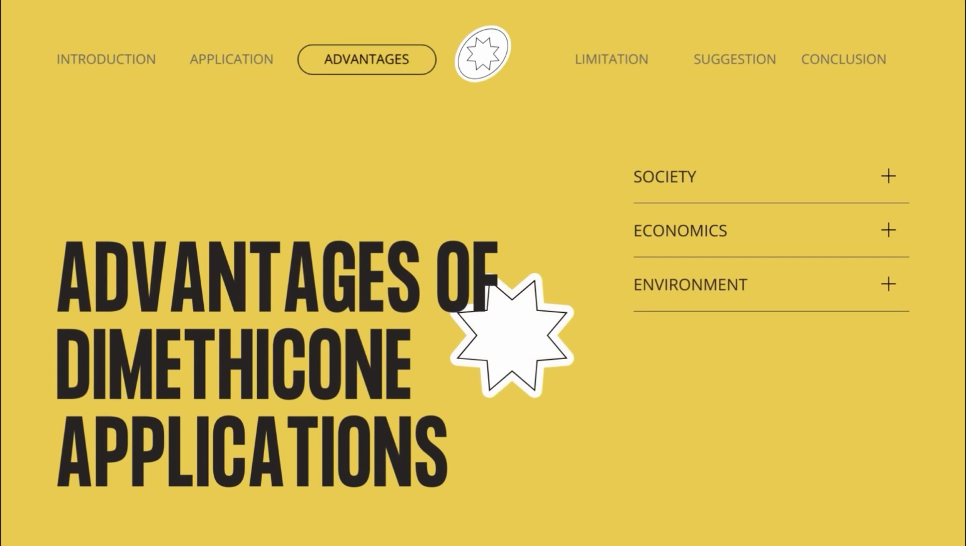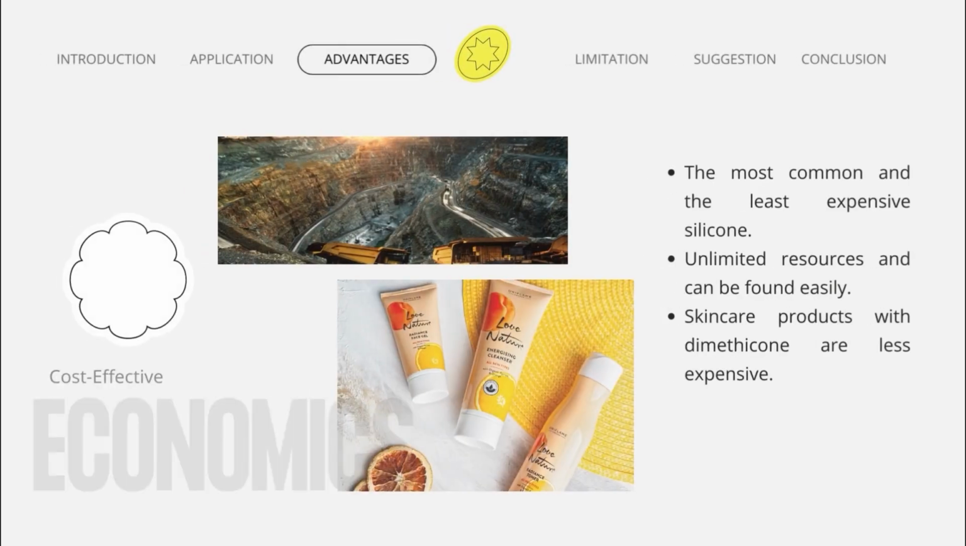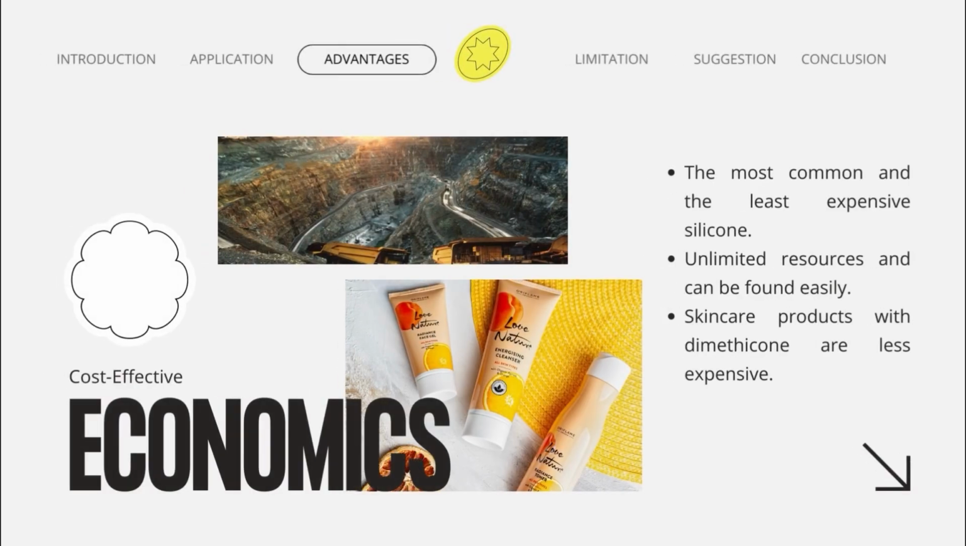Now, let's take a look at its role in economics. One of the pros of using dimethicone in the context of economics is that it is cost-effective. Dimethicone is the most common and the least expensive silicone available on the market. This is because silicon itself is an unlimited resource to human beings and can be found easily.